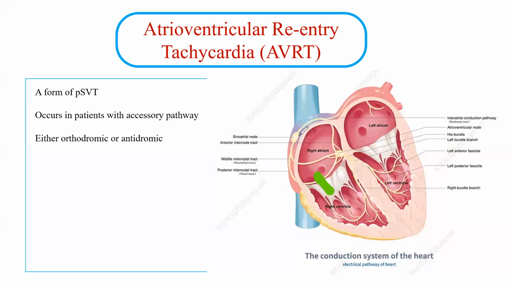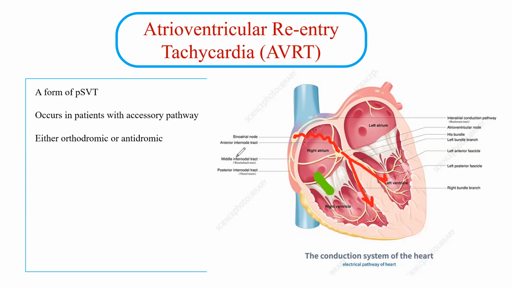Now, let's imagine that we have an SA node here that is generating the electricity. Normally speaking, this electricity will go first to the AV node. The AV node will delay it a little bit, and after that, transmit it to the ventricles through the bundle of His, the Purkinje fibers and all the bundle branches. And because of this, the QRS complex will be narrow, because this is a fast pathway for conducting electricity.